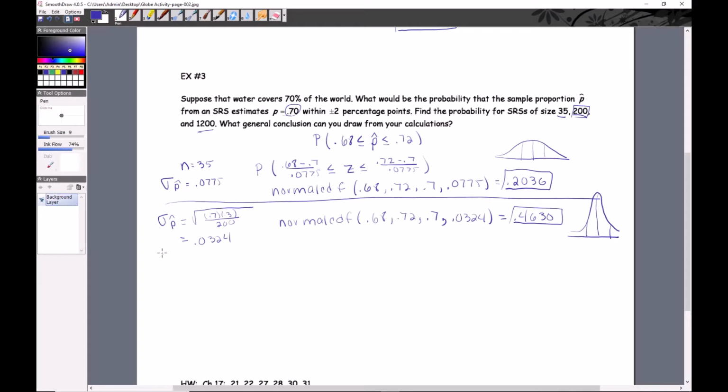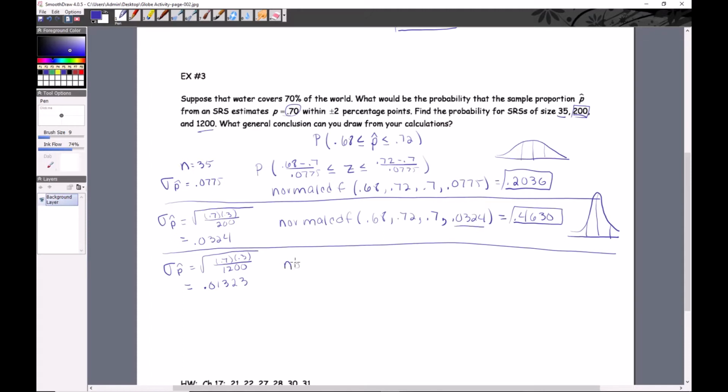So let's section that part off, and we'll go to n is 1200. That means yet another standard deviation. So we'll recalculate: 0.7 times 0.3 over now 1200. Now this should be a lot smaller, right? 0.01323. So things keep getting smaller, and that will now replace this.